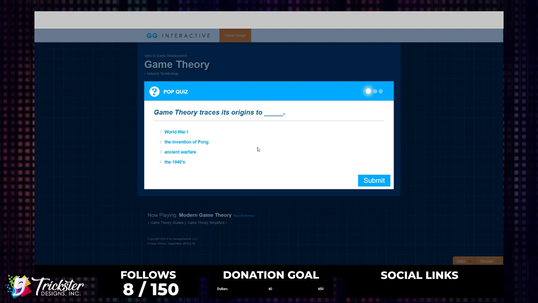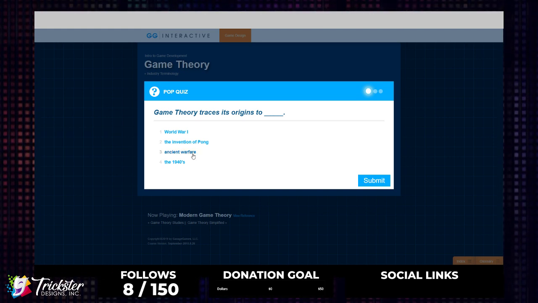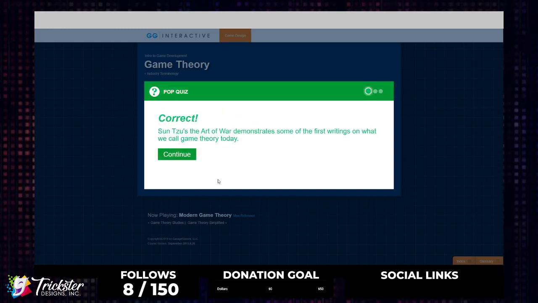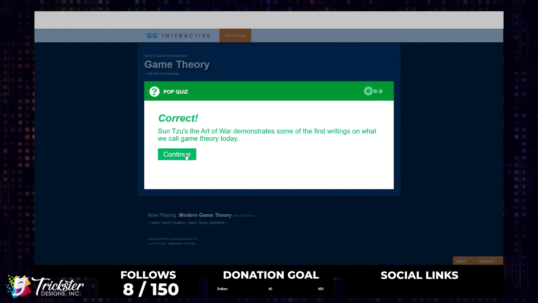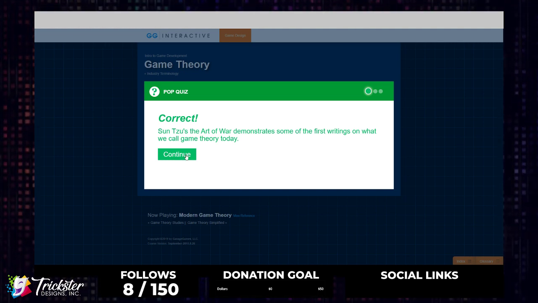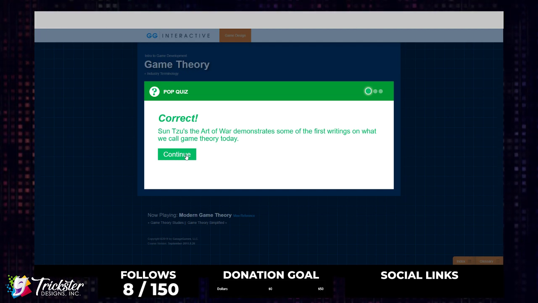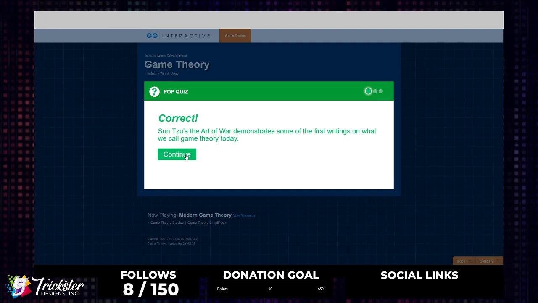Anyways, game theory traces its origins to ancient warfare. Demonstrates some of the first writings of what we call game theory today. It's not technically game theory, it's strategy. Strategy. I know that you're trying to shortcut this information into bite-sized bits of information, but at least get it right.